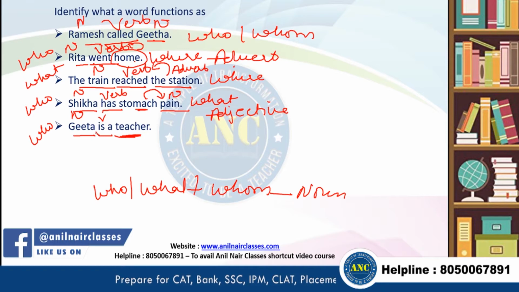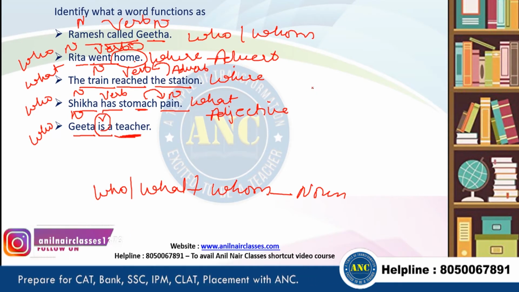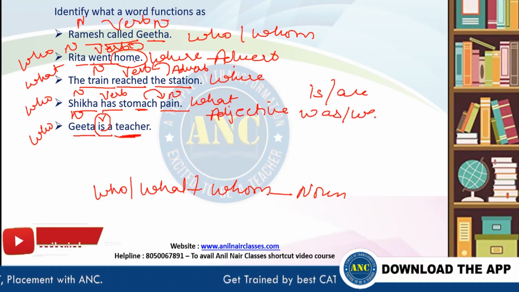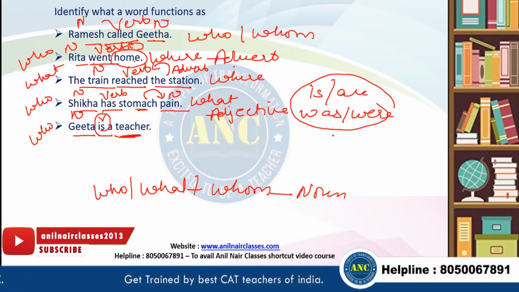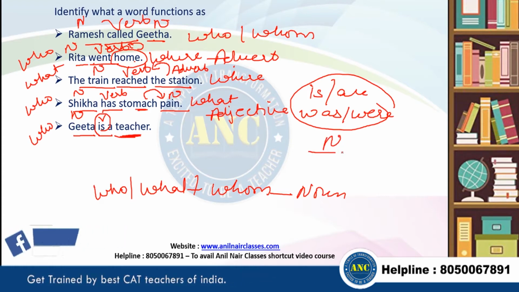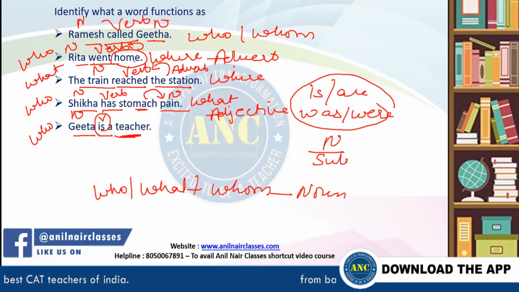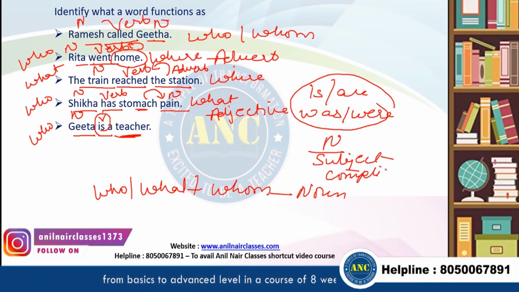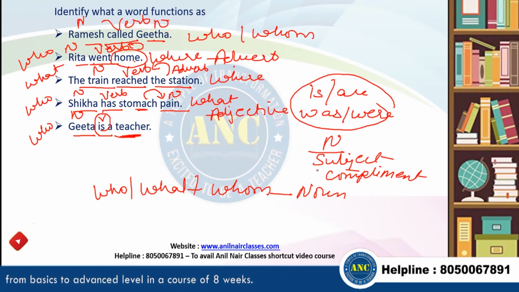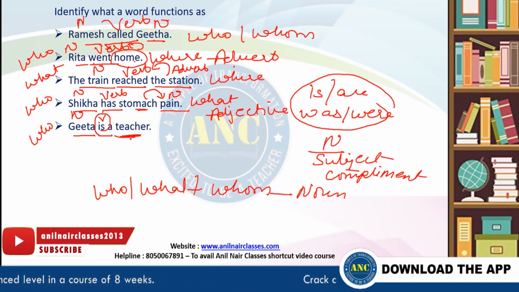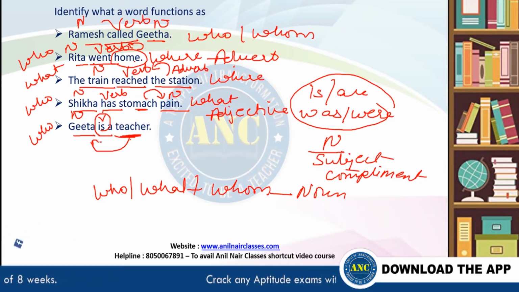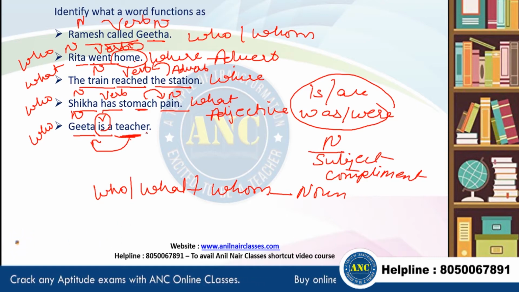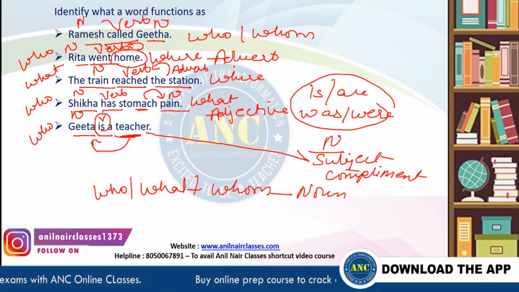But there is a word called is. Now whenever we have the words like is, are, was or were, these are called as our linking verbs. After these linking verbs, if we have a noun, that is actually functioning as the subject complement. Why we call it a subject complement is because it tells us something more about the subject. So here this word teacher is telling me something more about the noun Geeta, that by profession Geeta is a teacher. So this word teacher is our subject complement.